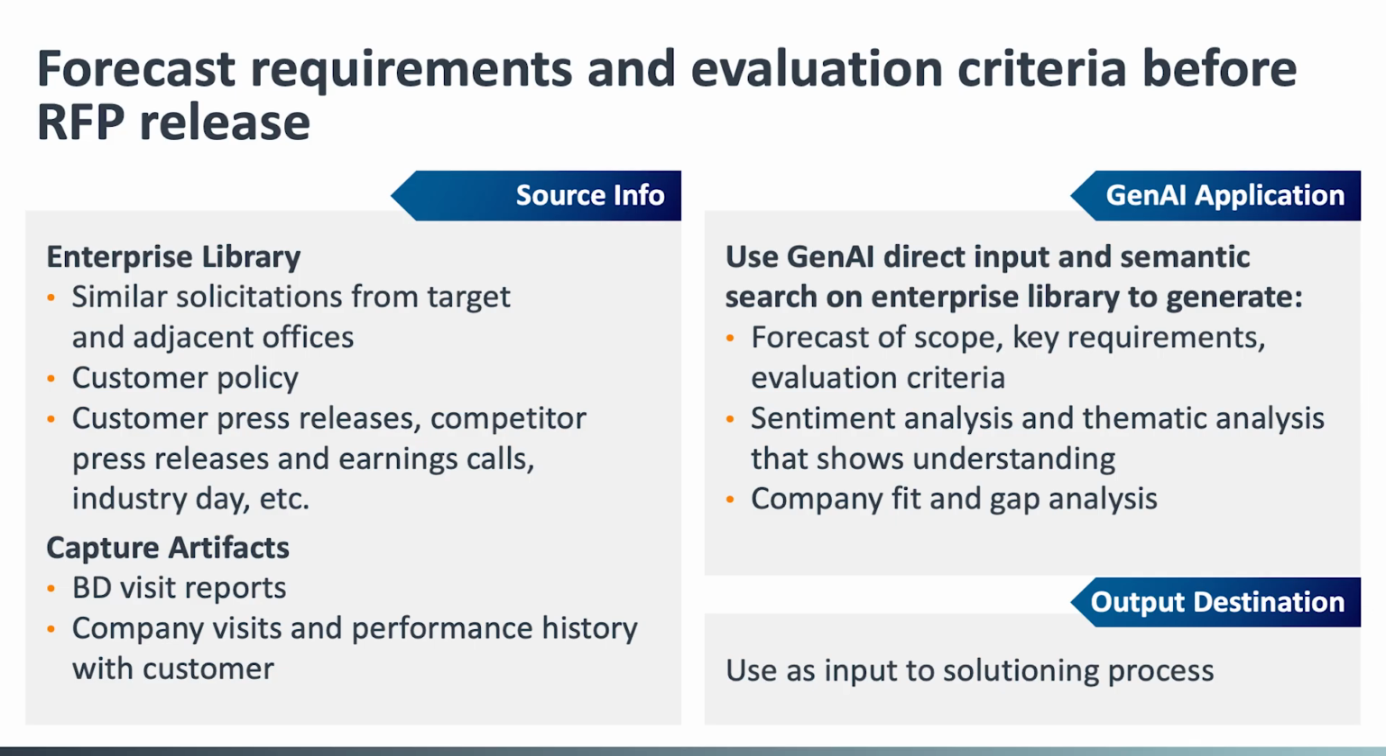So again, your source information in your enterprise library, you would like to have similar solicitations from your target customer office as well as adjacent offices in the same organization. Because a lot of times they will share requirements, there'll be overlap in requirements, there'll be perhaps interfaces between contracts that you need to be aware of. So that's a useful thing to be able to factor into your solution early. Customer policies, what the customer is advertising as their intent, is very, very important. You'll see that at industry days, you'll see it in press releases, you'll see earnings calls from competitors, industry day information. All those are very, very important sources of information.